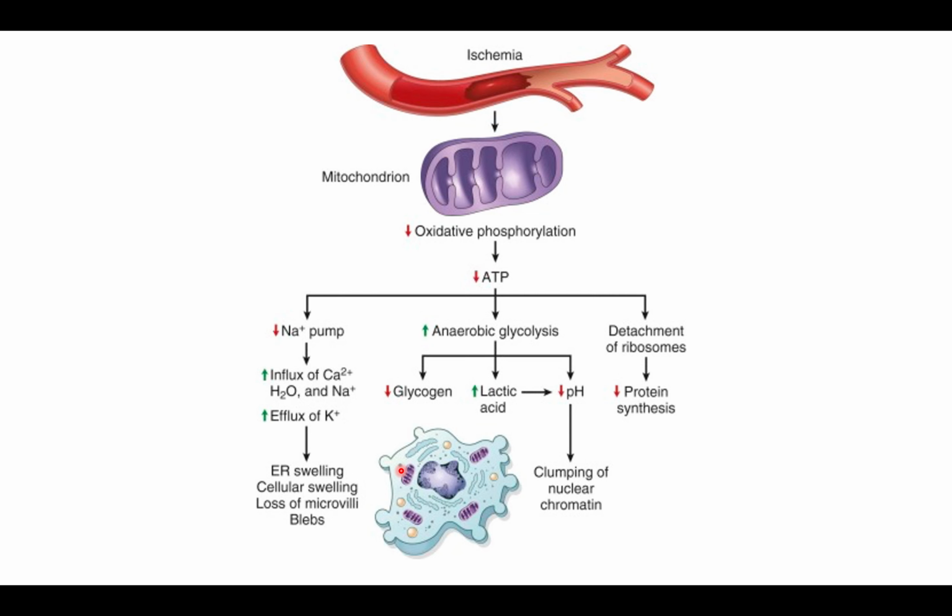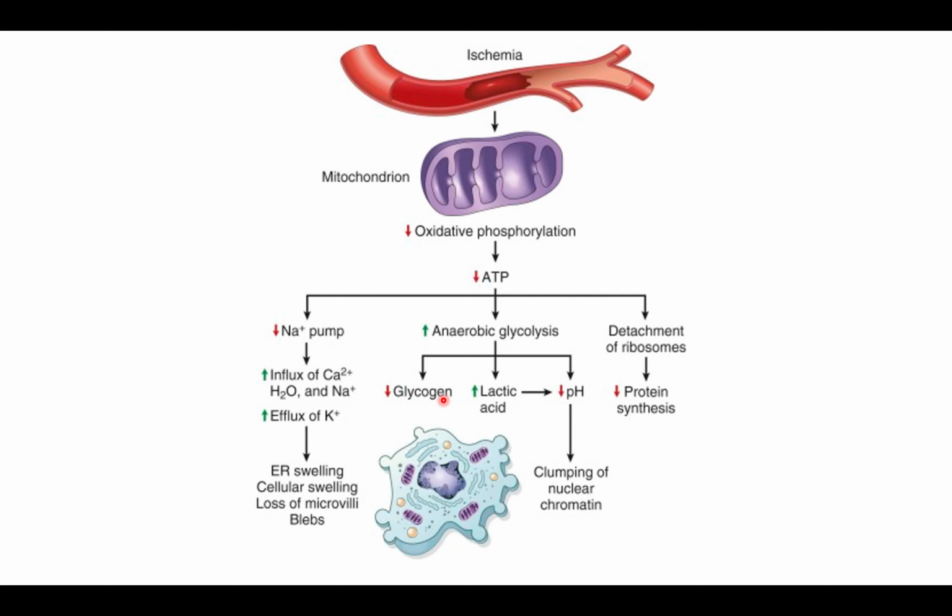these little blebs. Now, because you're decreasing the amount of oxidative phosphorylation, you're going to try to make up for that by using anaerobic glycolysis. That is then going to use up your glycogen stores, so you're decreasing the amount of glycogen here. And in the process, that is going to create lactic acid.